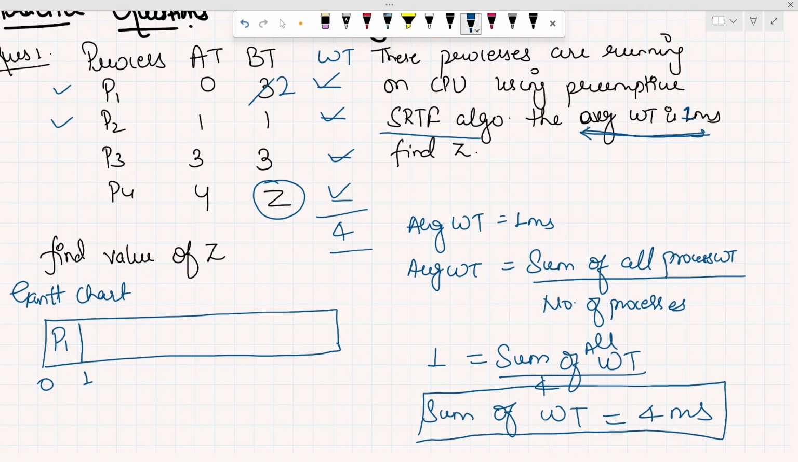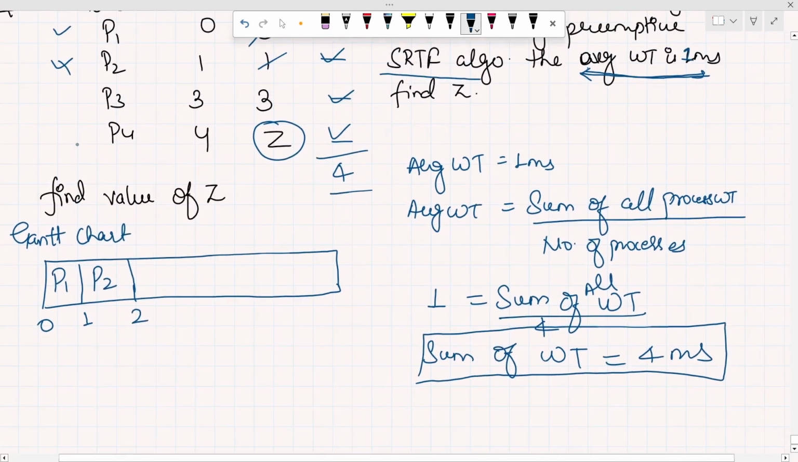Among these 2 processes, which process has the smallest burst time? Of course P2 has the smallest burst time. P2 comes, gets the CPU and executes completely because it's 1 unit of time and there is no break. So it completes at 2. Now, is there any process at 2? The answer is no. There is no process available at 2.